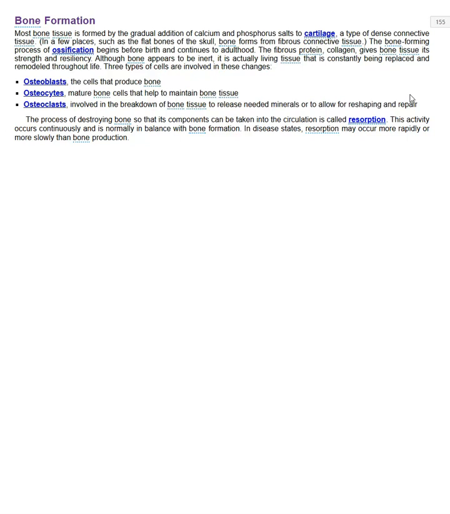There's so many things, but for the sake of this course, fibers, protein, collagen, it gives bone tissue its strength and its resiliency. It is one of the reasons why we need certain vitamins like vitamin D, vitamin B, and so much more. Osteoblasts produce the bone, osteocytes mature the bone, and osteoclasts, that's what breaks down the bone.